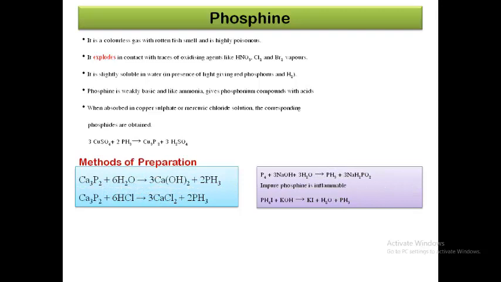So here are the methods of preparation. Phosphine can be prepared by dissolving calcium phosphide in water, which results in the formation of calcium hydroxide and phosphine gas. Similarly, when calcium phosphide is treated with concentrated HCl, it gives calcium chloride and phosphine gas.